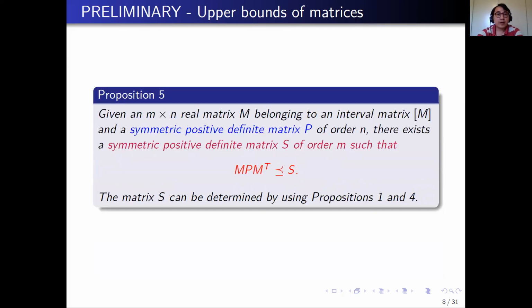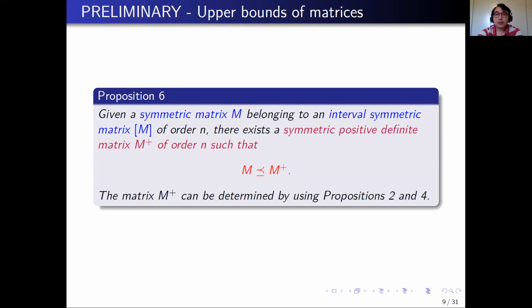Proposition 5 developed in this work says that there exists a symmetric positive definite matrix S, which is an upper bound of the form MPM transpose for any real matrix M belonging to a given interval matrix [M], and P a symmetric positive definite matrix. The expression of the matrix S can be determined by using propositions 1 and 4.